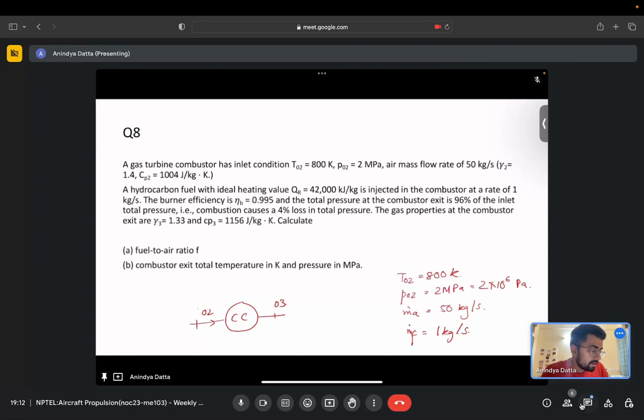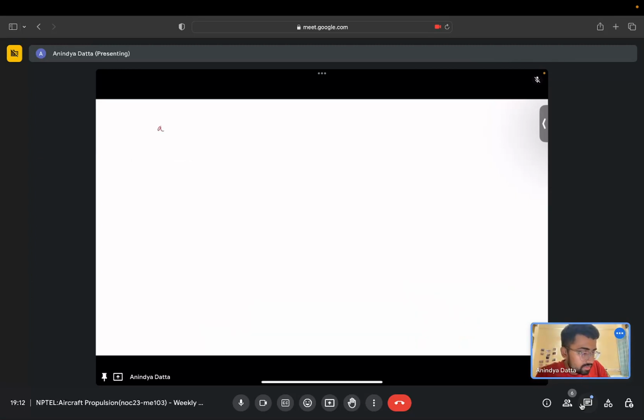Okay, and now we have to find out the following. We first have to find the fuel to air ratio. This is pretty straightforward. The fuel to air ratio f is m dot f divided by m dot a. So this is 1 by 50 basically, which is 0.02. Okay, so this is our fuel to air ratio.